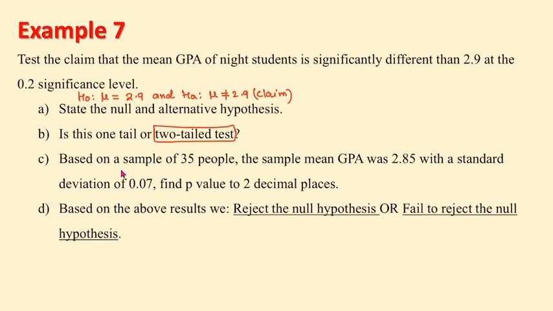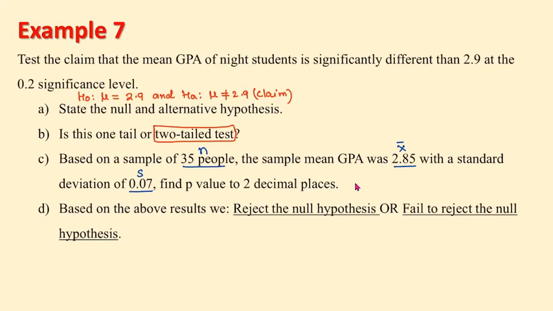Now, in order to test this, based on a sample of 35 people, that means n equals 35, the sample mean GPA was 2.85 with a standard deviation of 0.07. So the sample standard deviation is 0.07. We have to find the p-value to 2 decimal places.